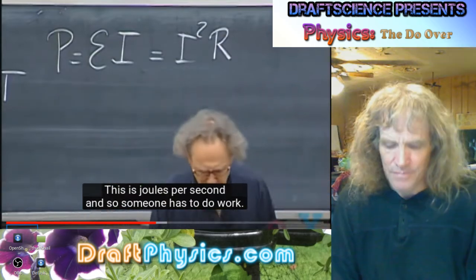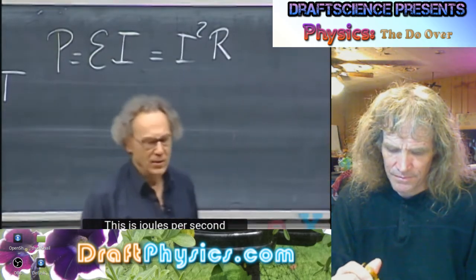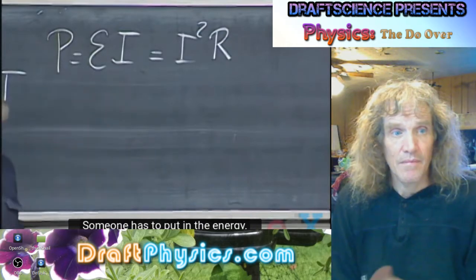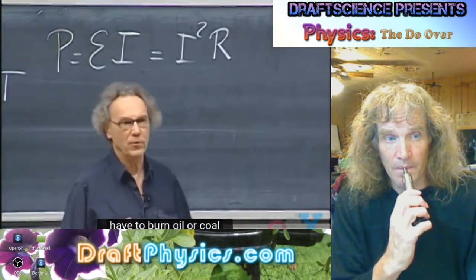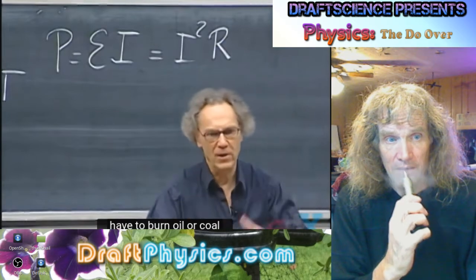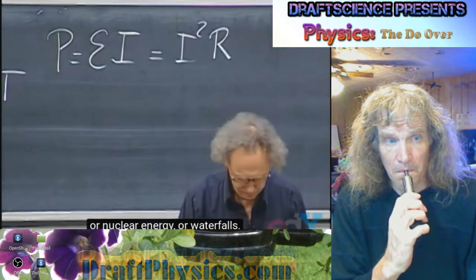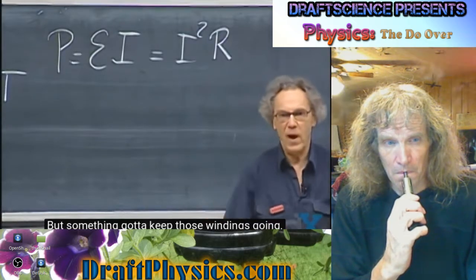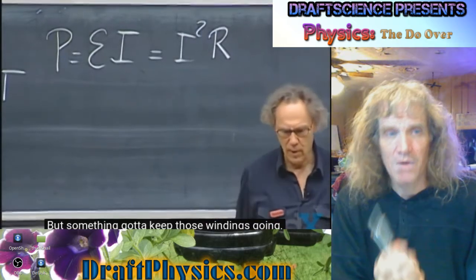This is joules per second. And so someone has to do work. Someone has to put in the energy, for which you need perhaps fossil fuel. You have to burn oil or coal to keep the turbines going, or nuclear energy, or waterfalls, or wind. But something has got to keep those windings going, to keep our economy going.